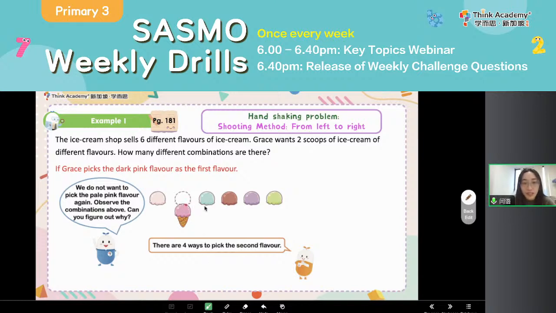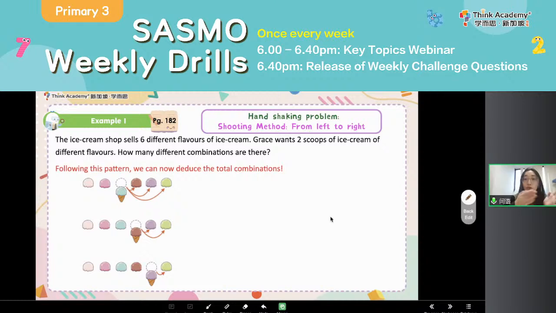Move on. Firstly, secondly, thirdly, and fourthly. So here you see that if Grace picks the dark pink flavor as the first flavor, then we have 4 more. So following this, we move on to the next one, and the 4th one, and the 5th one. All together, could you please tell me what is the equation here? That is 5 plus, good job, 5 plus 4 plus 3 plus 2 plus 1. So altogether, you will get 15 combinations. So this is the answer.